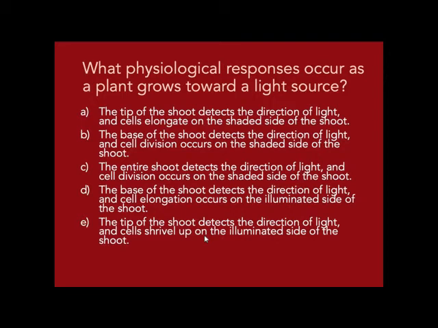That part's okay. The entire shoot detects the direction of light. No. And cell division occurs on the shaded side of the shoot. That part's okay. The base of the shoot detects the direction of light. No! The cell elongation occurs on the illuminated side of the shoot. No! The tip of the shoot detects the direction of light. Yeah! And the cells shrivel up on the illuminated side of the shoot. No! All right, so it was A.